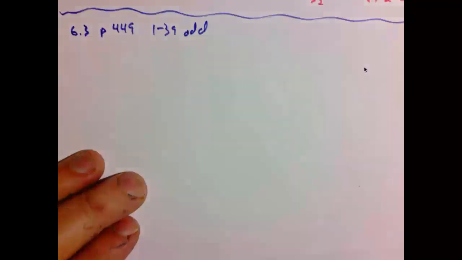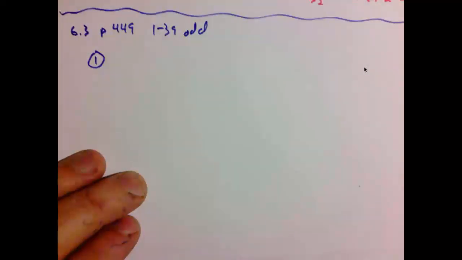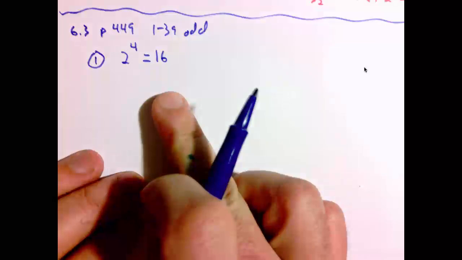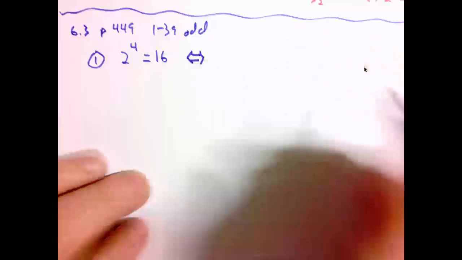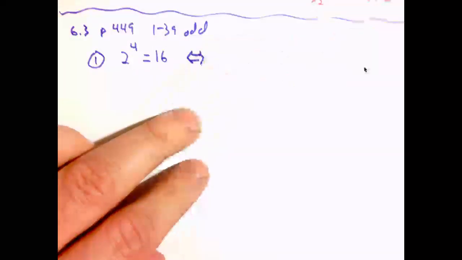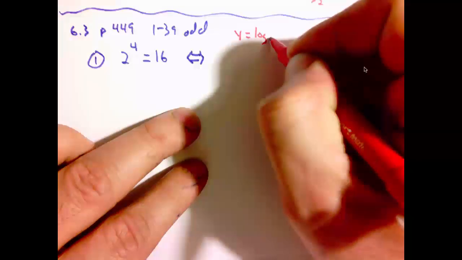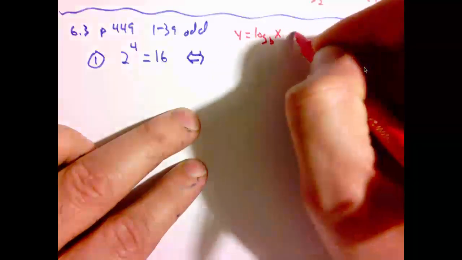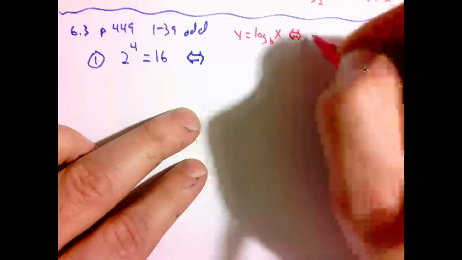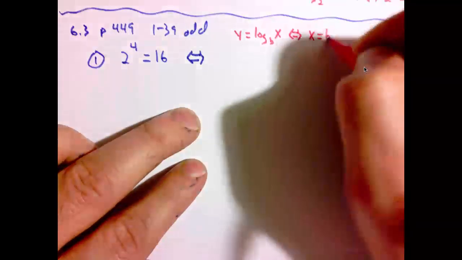I'm looking at problem number 1. Number 1, it says write each of the following expressions in logarithmic form. So they give us 2 to the 4th power is equal to 16. And they're asking us to write this in the logarithmic form. Well, we use the definition that we saw previously. I'm going to rewrite that definition. To say y is equal to log base b of some number x is the same as saying x is equal to b to the y.